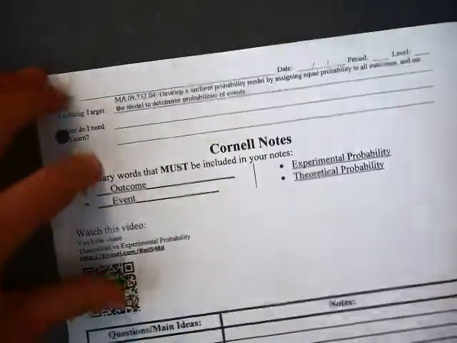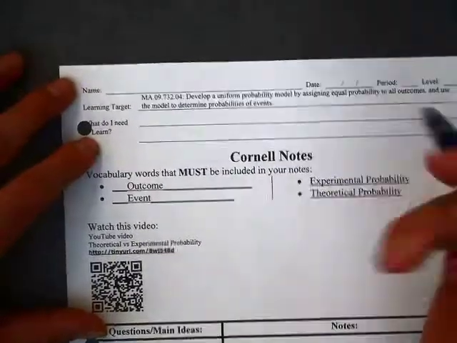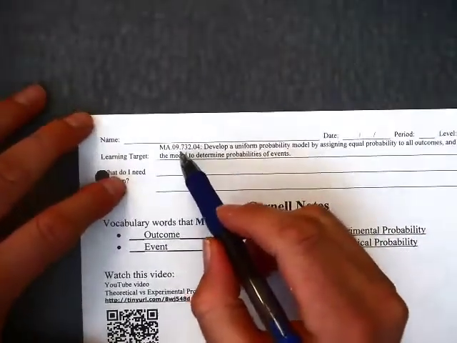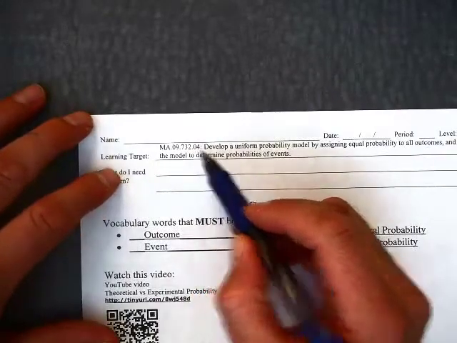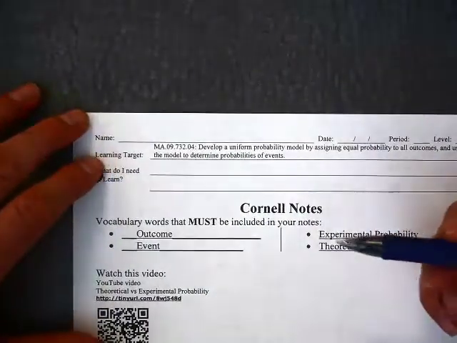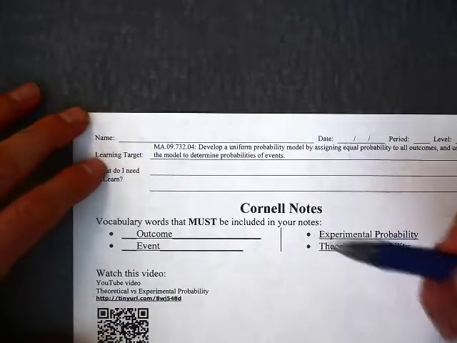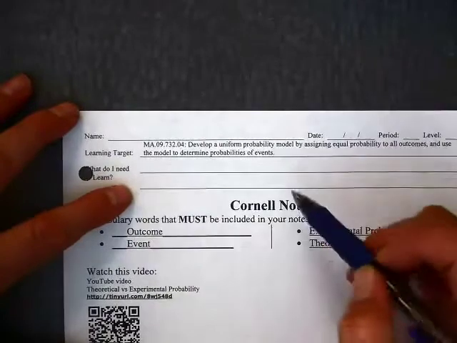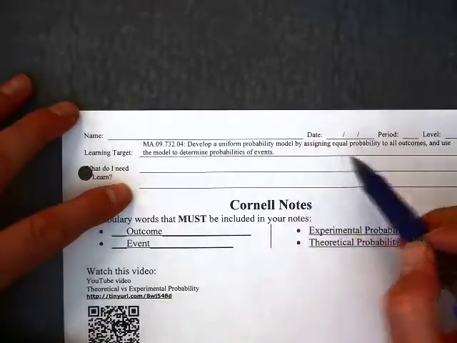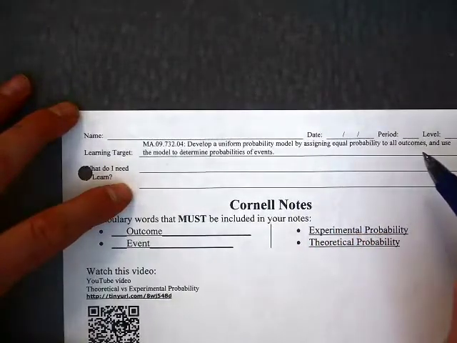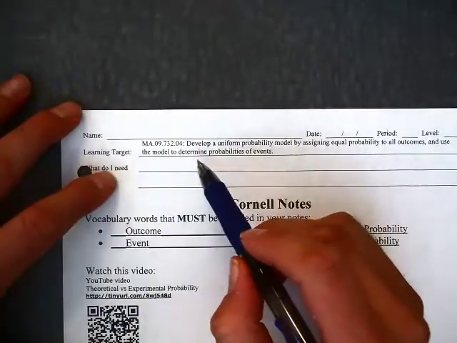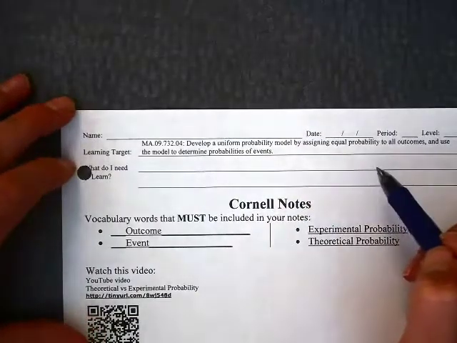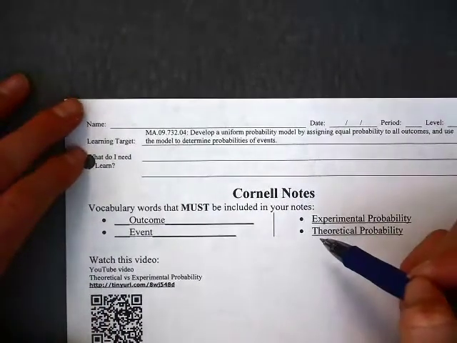Hello, this is Mr. Boyer again, and today I'm going to be talking about this learning target 09-73204, and we're just going to go a little step further on our discussion of basic probability from last time. So this learning topic says to develop a uniform probability model by assigning equal probability to all outcomes and use the model to determine probabilities for events. So a lot of big words here, a lot of vocabulary that we need to understand.